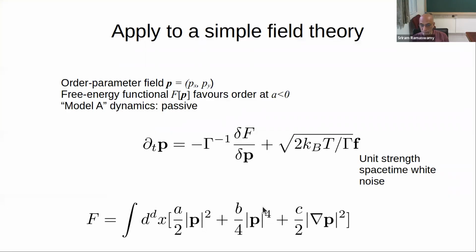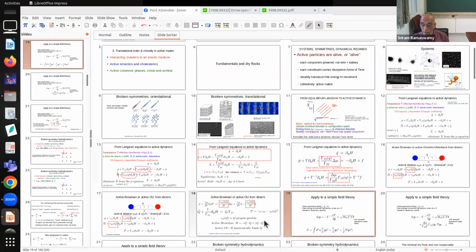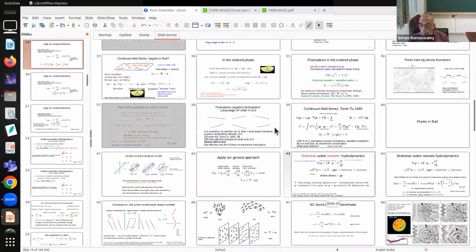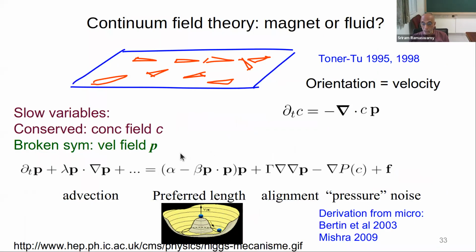If I take this part and make A negative, then this potential has a maximum at the origin, a minimum on a circle of radius root mod A over B, and grows at large P, right? So it's that kind of potential. So that's what this term comes from. If I include gradient terms in the energy function, this term comes from them.